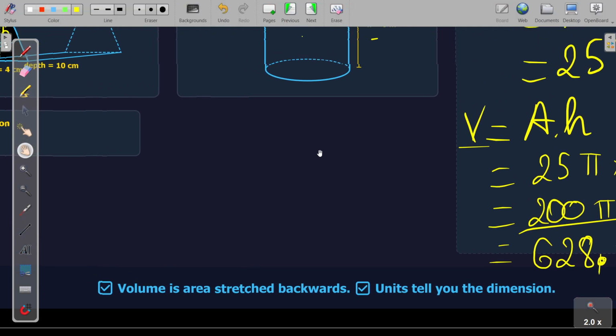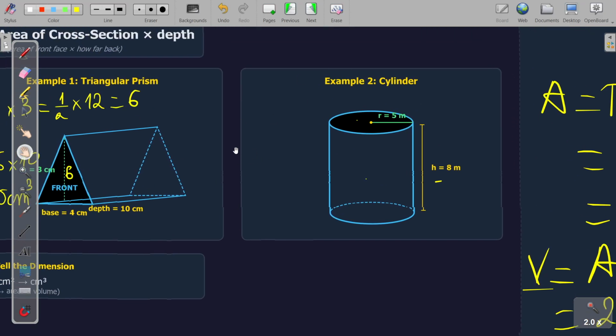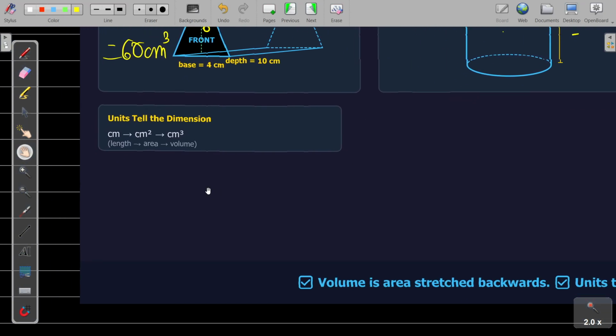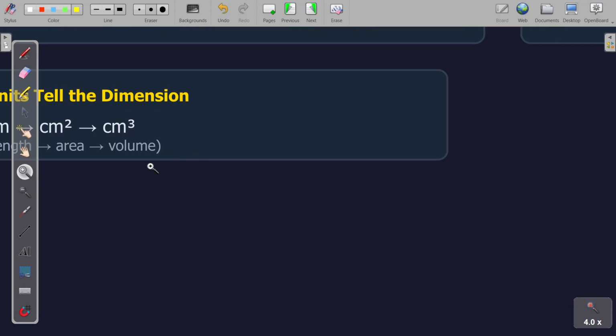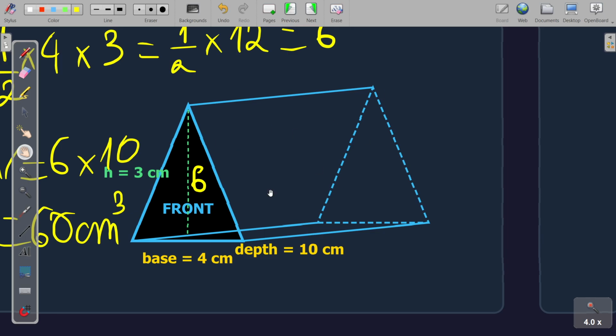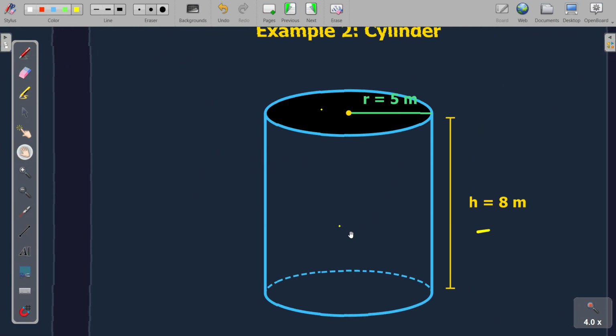So again, today's takeaways. Volume is just area stretched backwards, and stretching backwards means you multiply by what's backwards as well. The units will tell you the dimension. Find the front, multiply it by the depth, and you will get your answer. And remember, the little 3 in the units is for the volume, the 3D dimension.